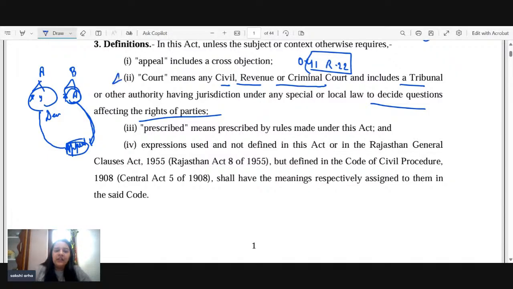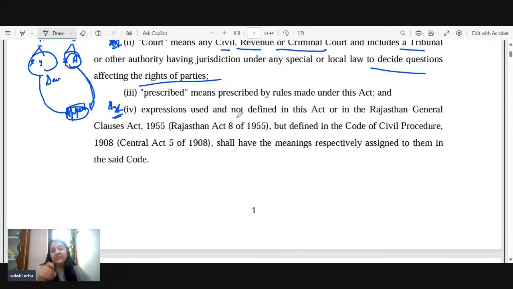Okay, this is a very, very important definition, court. Then prescribed means prescribed by rules made under this Act. Now again, this is important. This subsection 4 says that any expression which is used in this Act, used in this Sanhita, but not defined here.